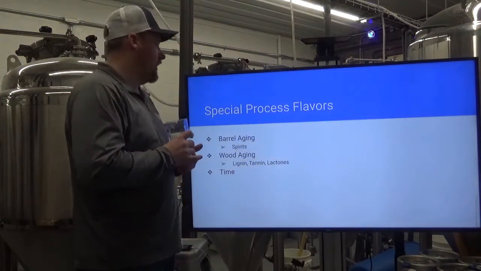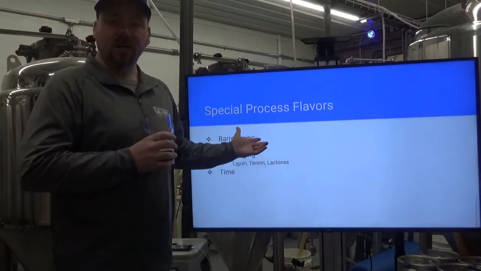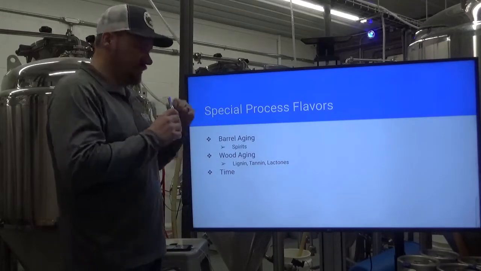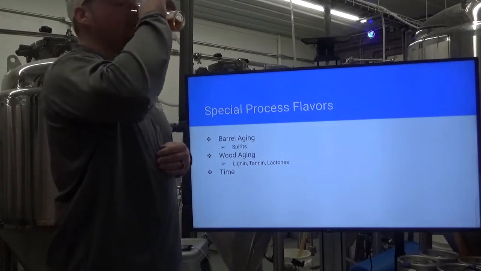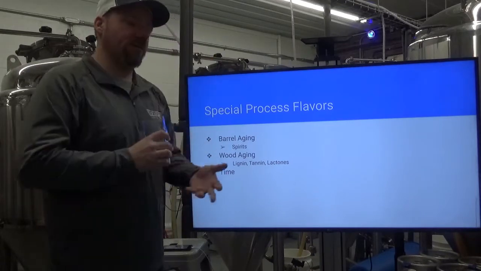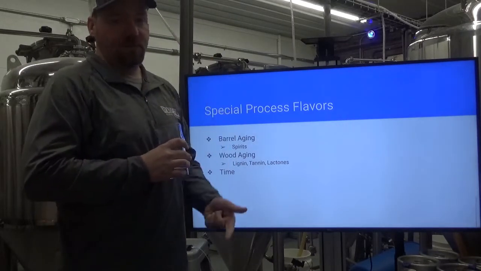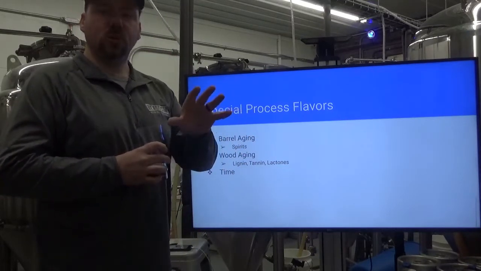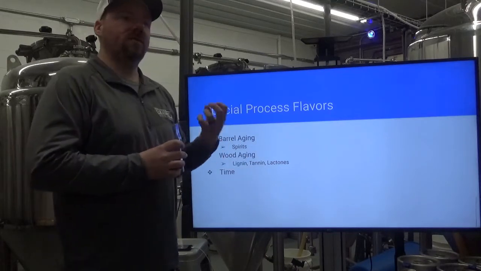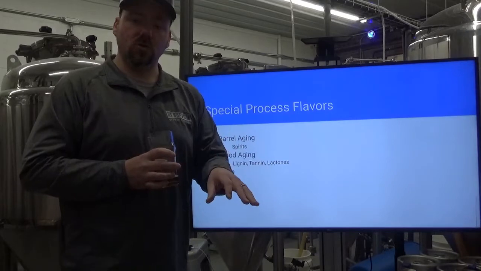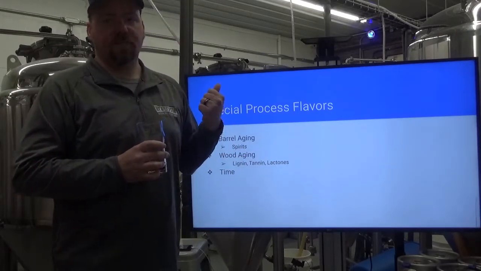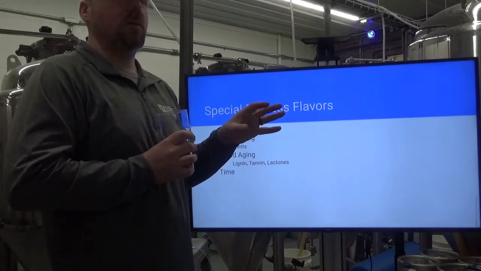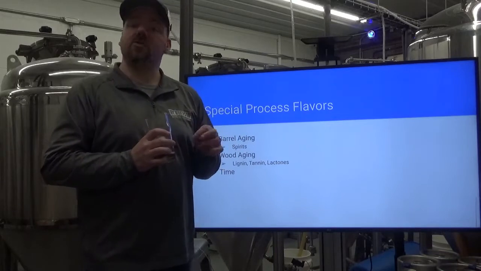So, special process flavors. Didn't really know what to call these, so we're calling them special process flavors. Barrel aging is obviously popular. Barrel aging, whether it be virgin barrels or dumped spirit barrels, can add all kinds of wonderful flavors if you enjoy them. With virgin barrels, you're going to get the oak or whatever wood is used to make that barrel. You're going to get those microchemicals, vanillin, cinnamon, cinnamol. Very interesting flavors from the wood.